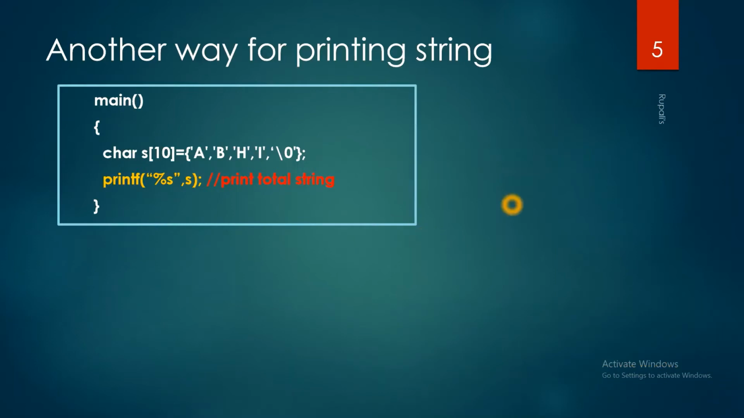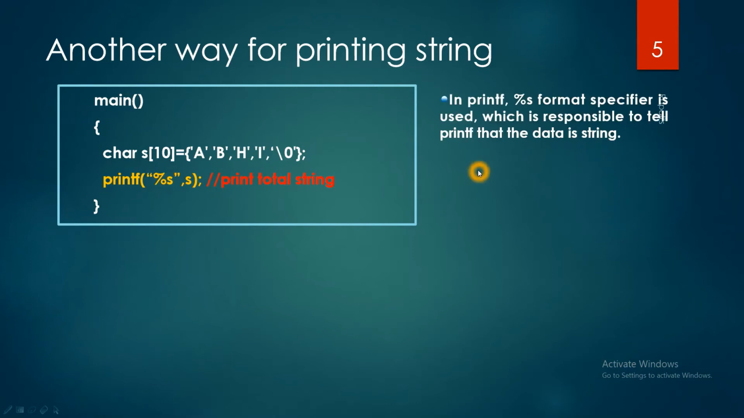Another way of printing a string. You can also print any string in this way. printf of %s, then s. What does s mean? s means the array name. Array name means the address of the array. So s is the base address of the array, and you have to write %s here. In printf, the %s format specifier is used, which tells printf that the data is a string.